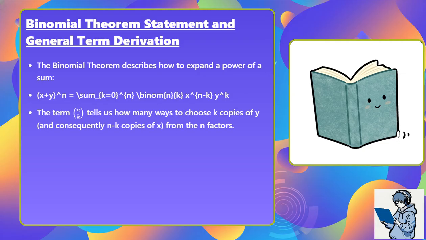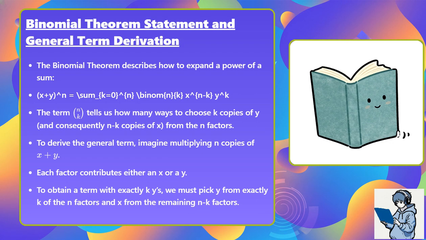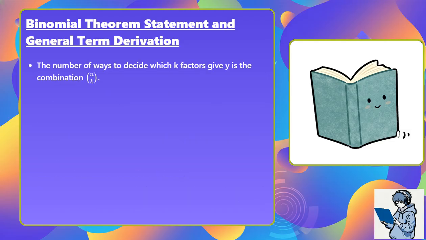The term n choose k tells us how many ways to choose k copies of y, and consequently n minus k copies of x, from the n factors. To derive the general term, imagine multiplying n copies of x plus y. Each factor contributes either an x or a y. To obtain a term with exactly k y's, we must pick y from exactly k of the n factors and x from the remaining n minus k factors. The number of ways to decide which k factors give y is the combination n choose k. Therefore, the kth term, starting at k equals 0, is n choose k, x to the n minus k, y to the k.